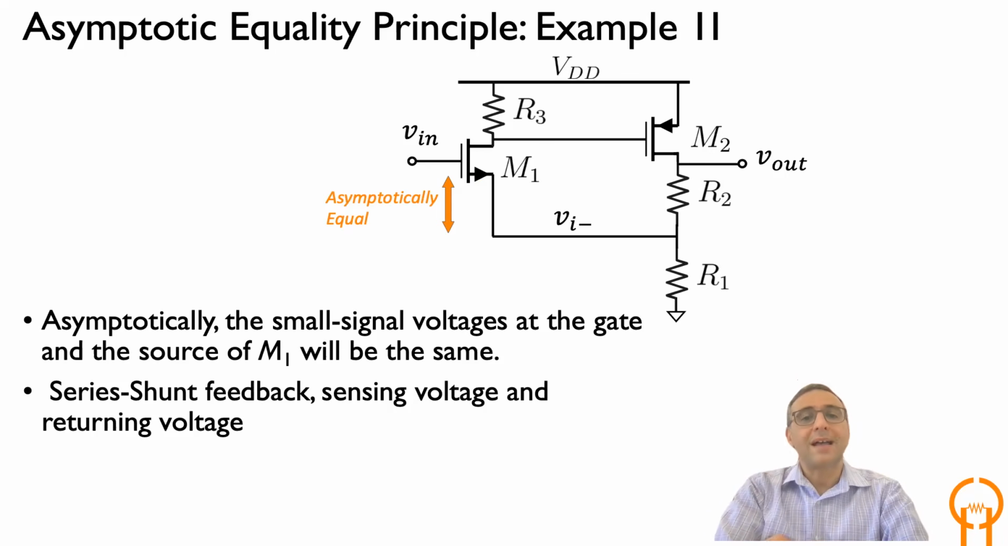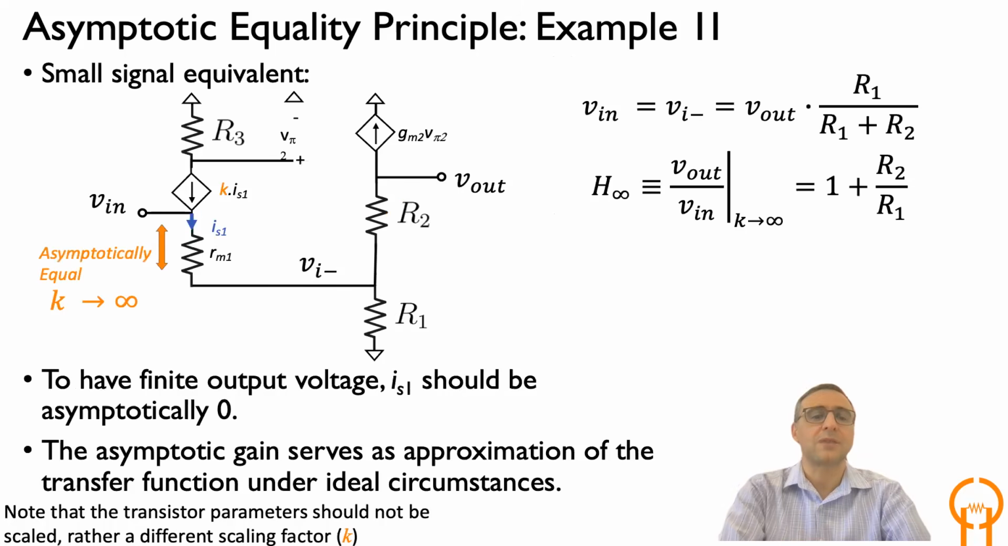Now, under asymptotic equality, we would think that Vin and Vi minus should be equal. But let's do a little bit more detailed analysis to make sure, since it's one of the first examples. So let's look at the small signal model. So here we have the small signal model for that circuit. We've used the pi model for transistor M2. And to make things easier to see, we've used the T model for the transistor M1. And now what you see is that we take the scaling of IS, so you put a K in front of that dependent current source. And again, I emphasize it's important to add a scaling factor, not change the transistor parameters.